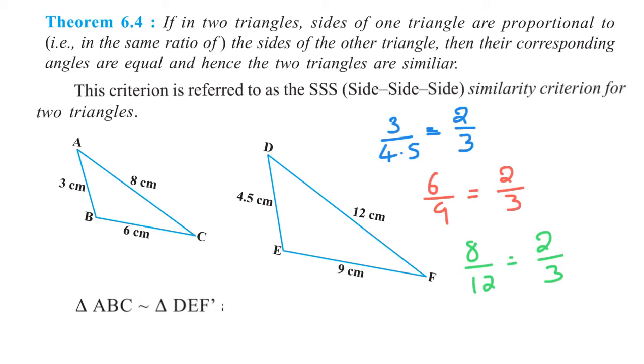So we have two criteria now: AAA, which can also be represented just by AA, and the second criterion is SSS, side, side, side. So two similarity criteria to figure out that the triangles are similar.